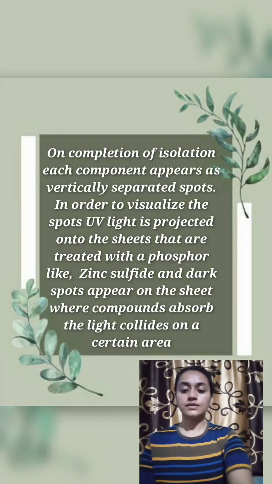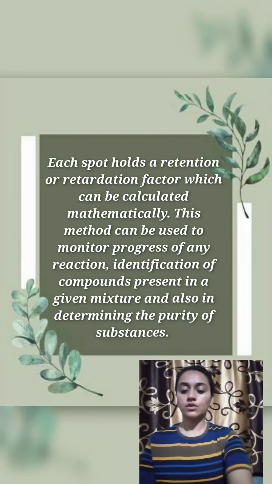In order to visualize the spots, UV light is projected onto the sheets that are treated with a phosphor like zinc sulfide, and dark spots appear on the sheet where compounds absorb the light that collides on a certain area. Each spot has a retention or retardation factor which can be calculated mathematically. This method can be used to monitor the progress of any reaction, identify compounds present in a given mixture, and also determine the purity of a substance.